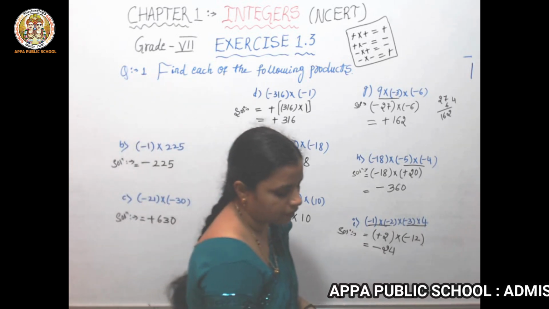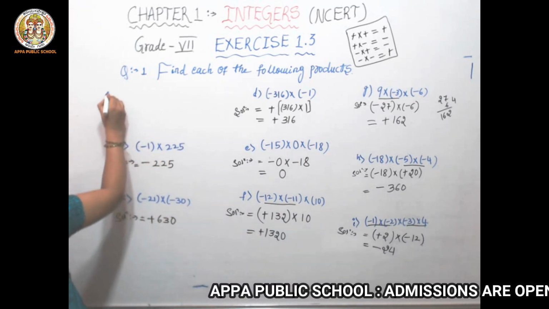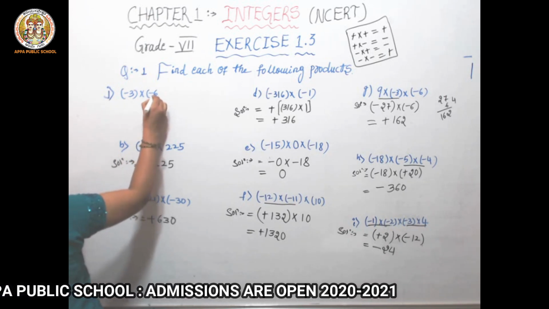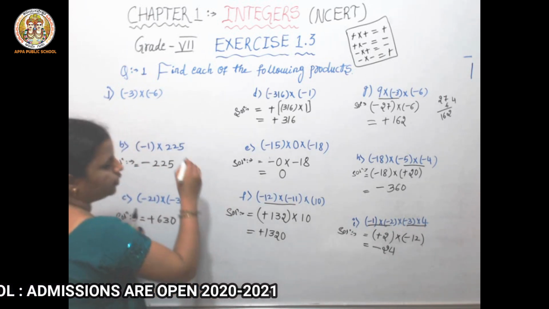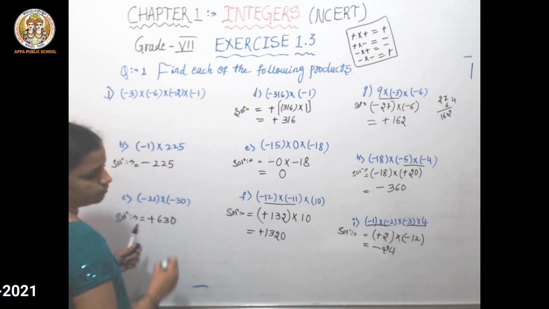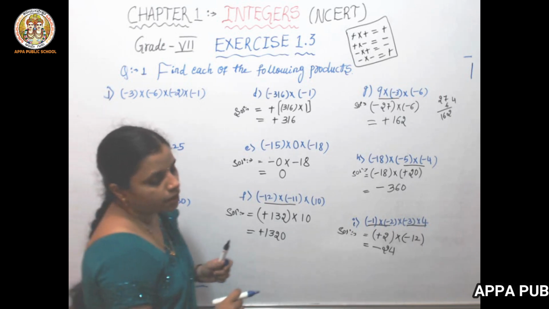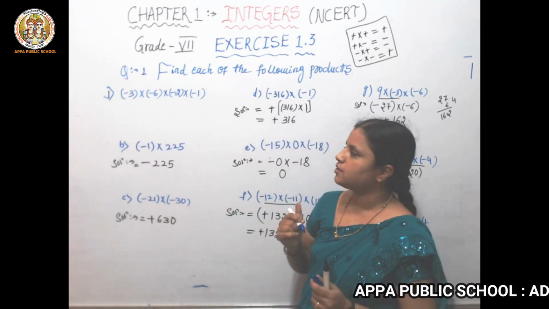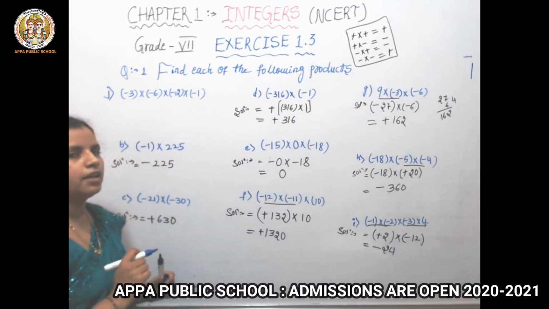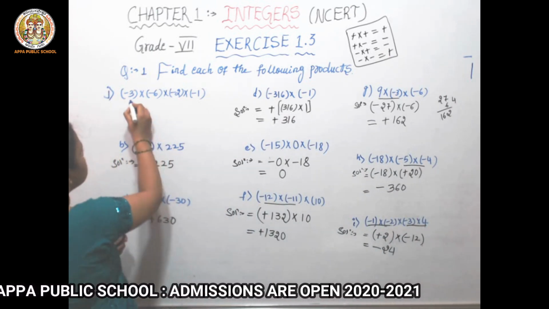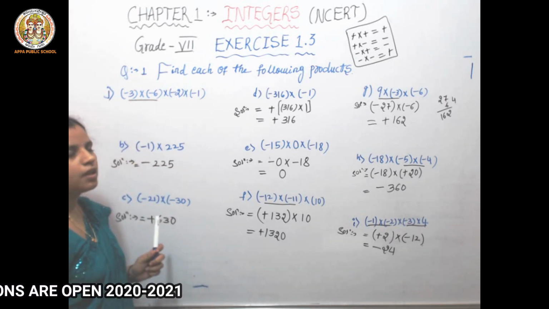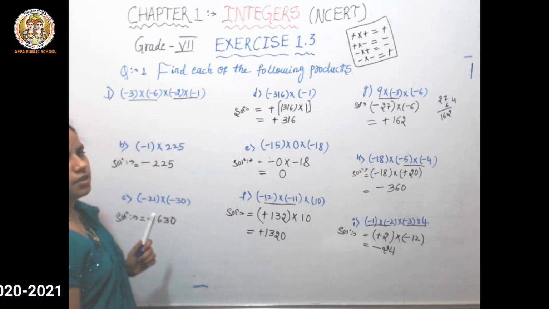The next problem: minus 3 into minus 6 into minus 2 into minus 1. Minus 3 into minus 6 into minus 2 into minus 1. And here also we are having four numbers. With four numbers, first you have to multiply the first two numbers, and after that multiply the other two numbers.